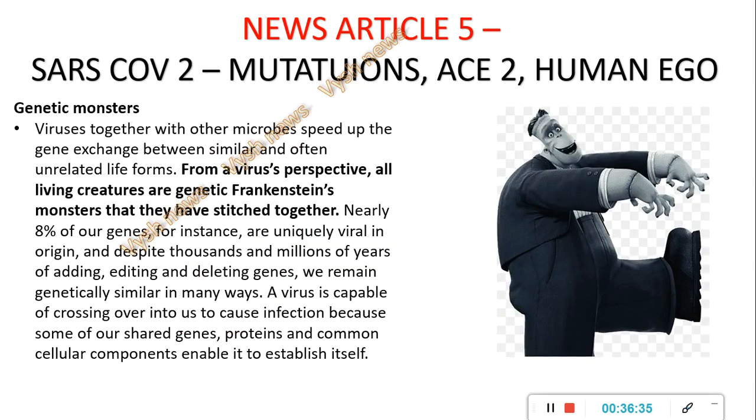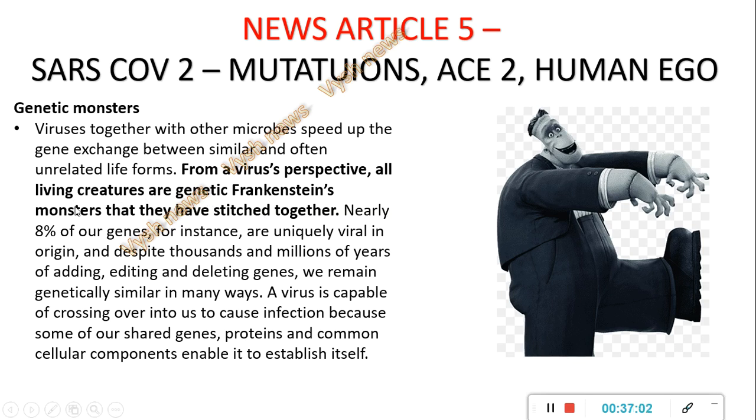Then again, generic monsters, this kind of thing you would have seen in cartoons. This is the Frankenstein monster concept, where body parts are stitched to each other. Neck, hand, leg, they're all stitched to each other in different parts. So they are telling this from the virus perspective. When a virus looks at a human being, all living creatures, they are genetic Frankenstein-type monsters. They have stitched together, meaning they themselves contributed to their evolution. So for them, we all look like Frankenstein monsters, where gene by gene we have been stuck together.